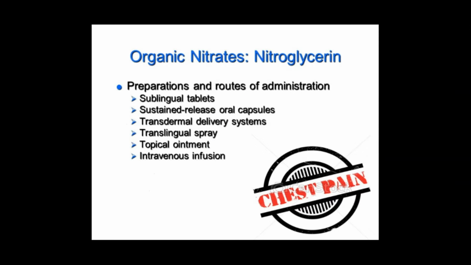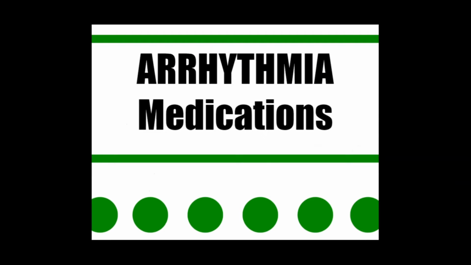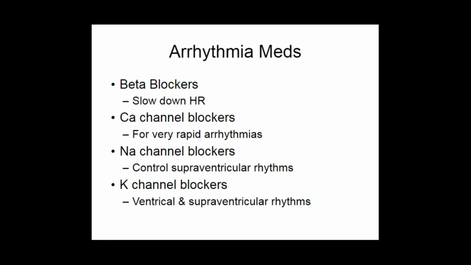The routes of administration for nitroglycerin, there are so many because it's used so often. Sublingual tablets, sustained release oral caplets, transdermal delivery system, translingual spray, topical ointments, intravenous infusion, tons of different things. Now we're going to talk about arrhythmia medications. These are given for when the heart is out of rhythm and is not beating properly.